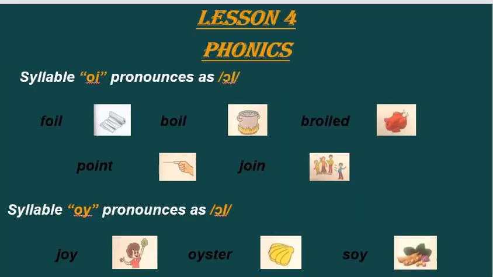Okay, let's go for the phonics. We have here syllable OI and syllable OY. And both of them, we pronounce in the same way. Like foil, boil, broiled, buoyant, join, joy, oyster, soy. Now let's go for our exercises.